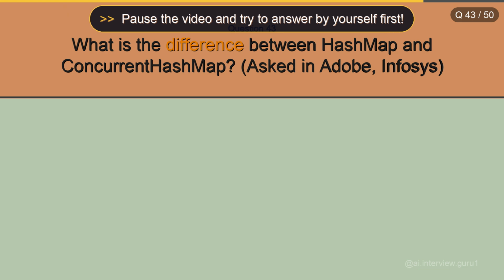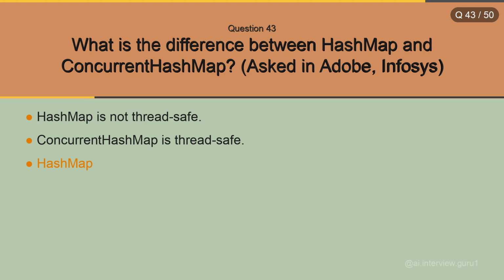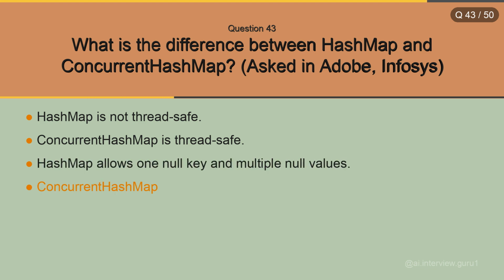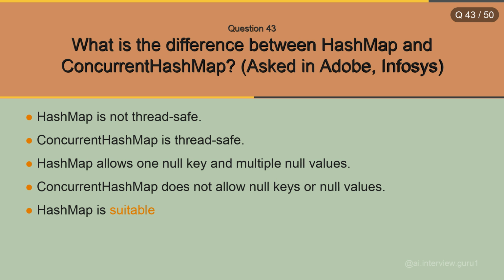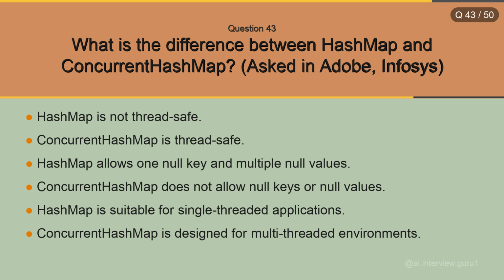What is the difference between HashMap and ConcurrentHashMap? HashMap is not thread-safe. ConcurrentHashMap is thread-safe. HashMap allows one null key and multiple null values. ConcurrentHashMap does not allow null keys or null values. HashMap is suitable for single-threaded applications. ConcurrentHashMap is designed for multi-threaded environments. If multiple threads access the same map, ConcurrentHashMap should be preferred.